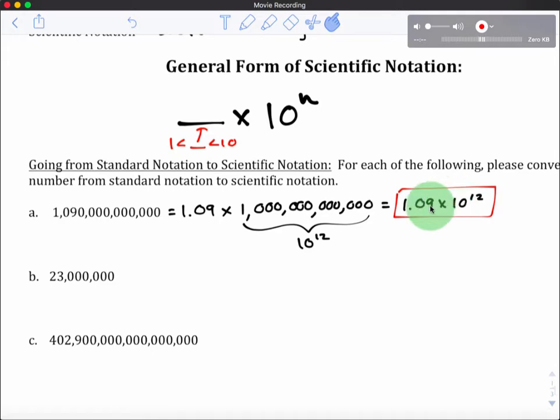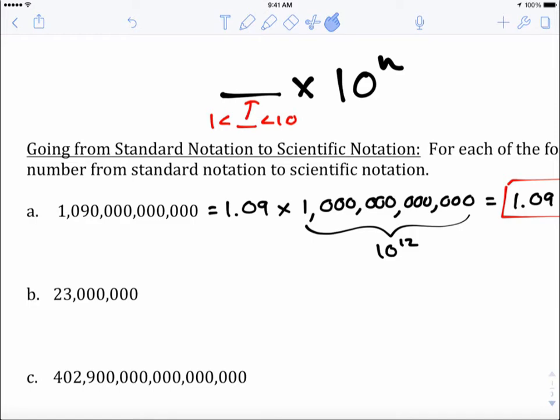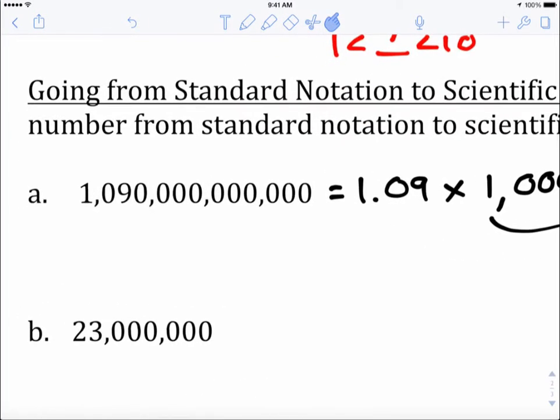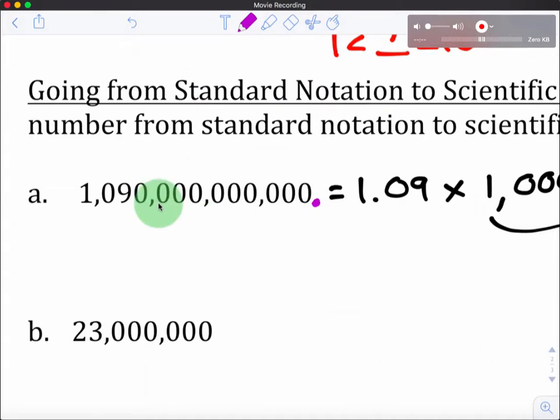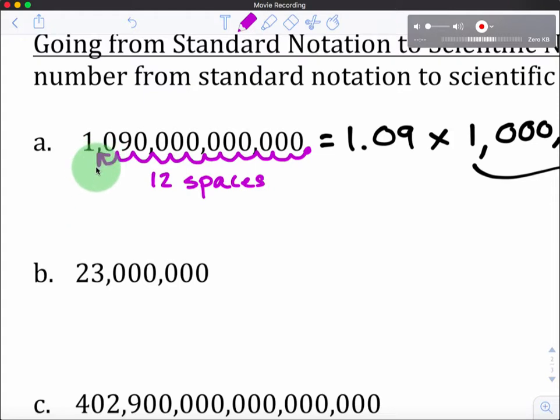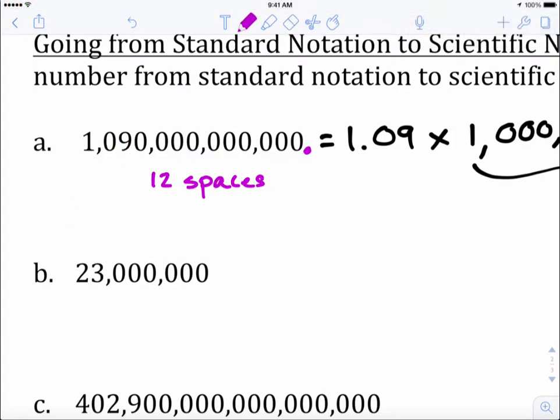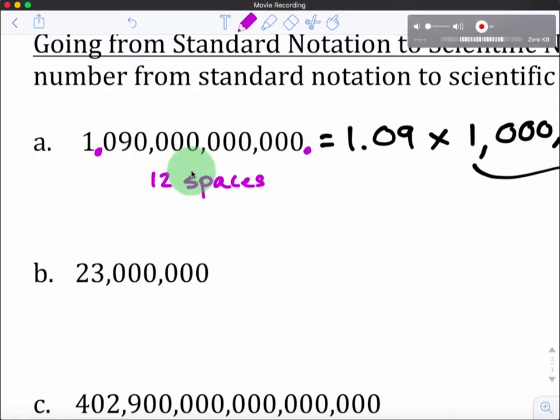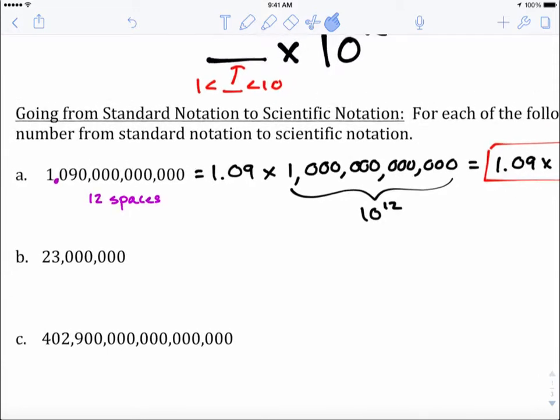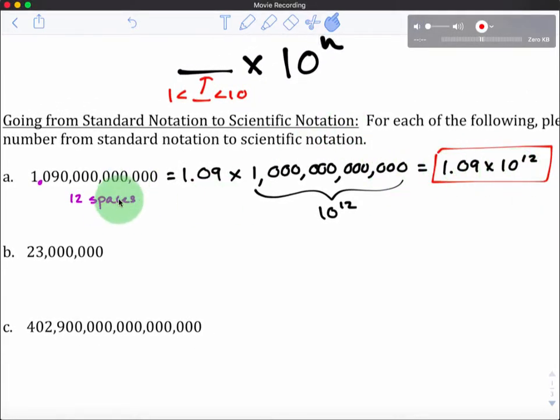I will let you in on a little trick too. Imagine our original number here, 1.09 trillion. And in theory, our decimal point is right there. My claim is to take this number and transform it into a number that's between 1 and 10. I'm going to take this decimal point and move it 1, 2, 3, 4, 5, 6, 7, 8, 9, 10, 11, 12 spaces to the left. That's going to yield us 1.09, right? This is now a number that's between 1 and 10, and that tells us that in scientific notation, we would write this as 1.09 times 10 to the 12th.